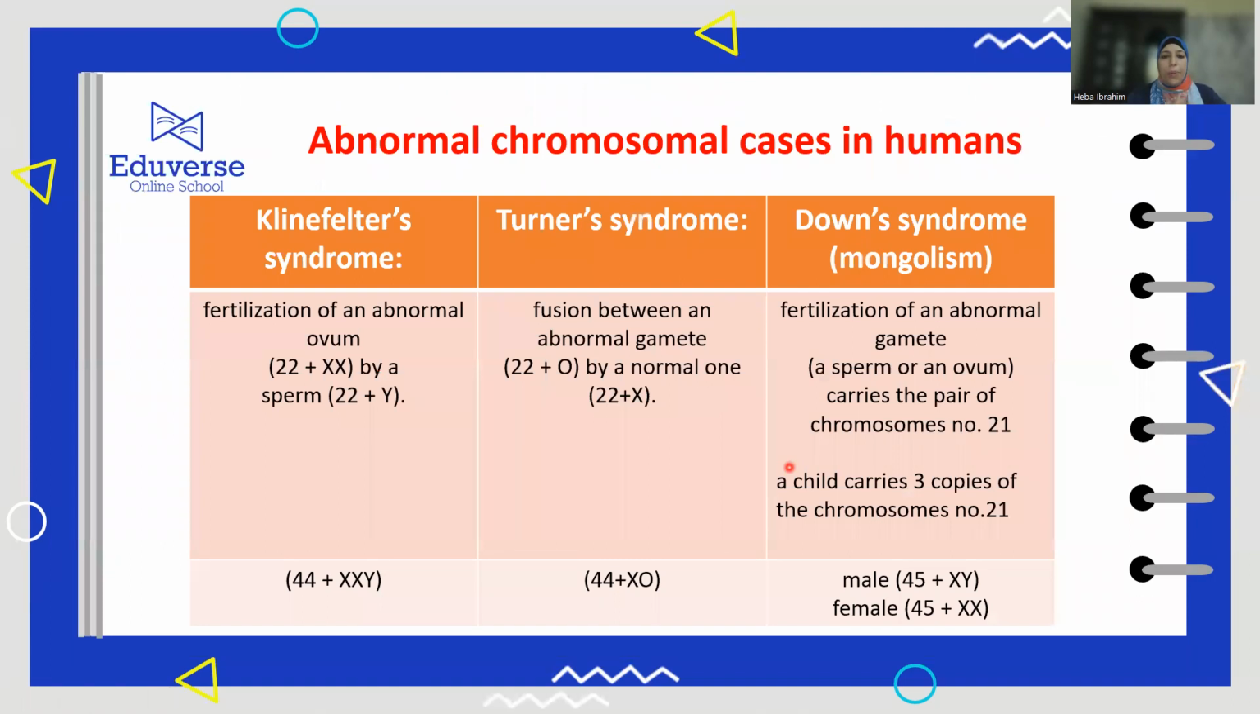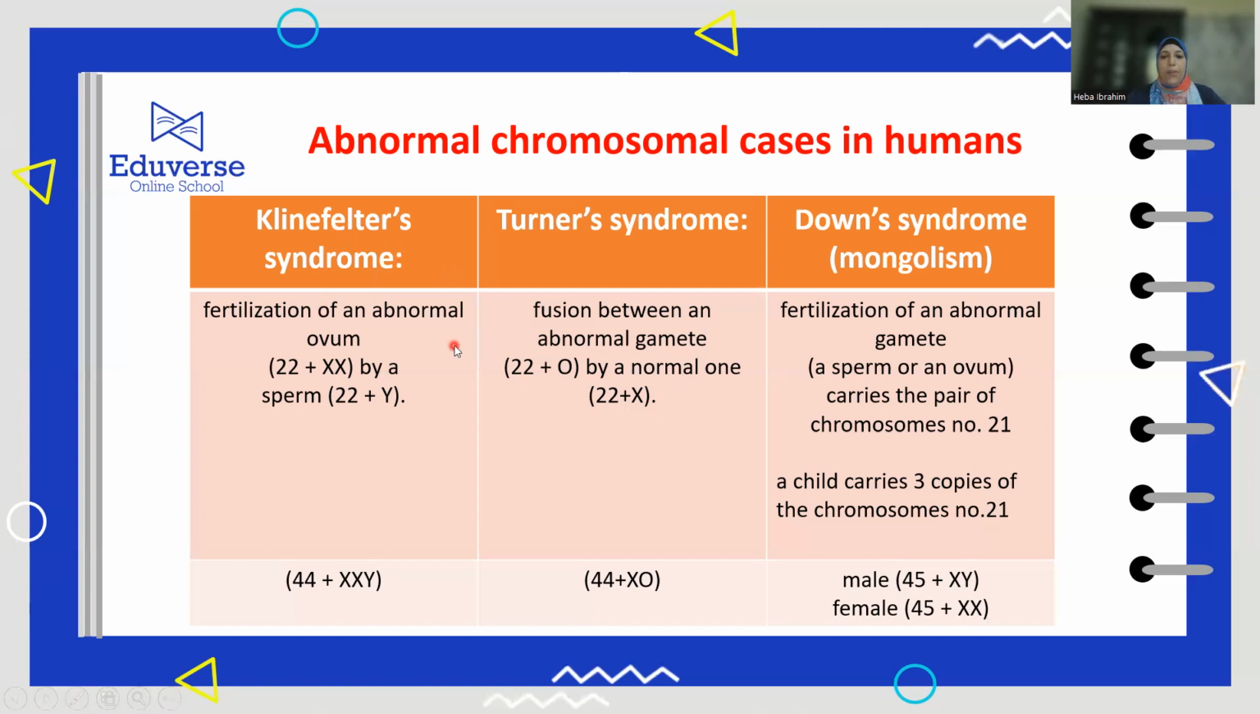As we know from our previous studies, the normal number of chromosomes in human somatic cells is 46. Any disorder in this number, by increase or by decrease, leads to an abnormal case. We have more than 700 abnormal cases, but in our syllabus, we are going to discuss only 3 abnormalities, which are Klinefelter syndrome, Turner syndrome, and Down syndrome or Mongolism.